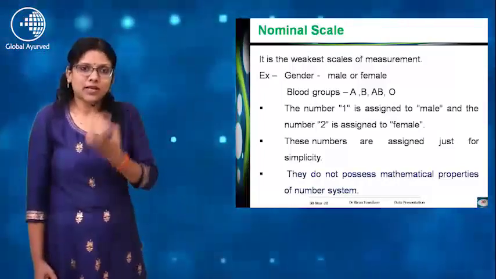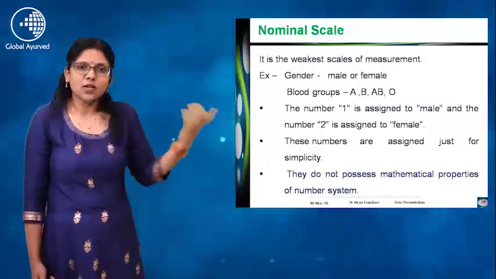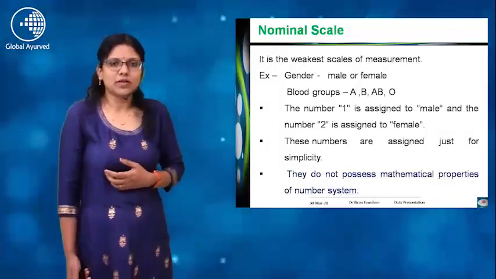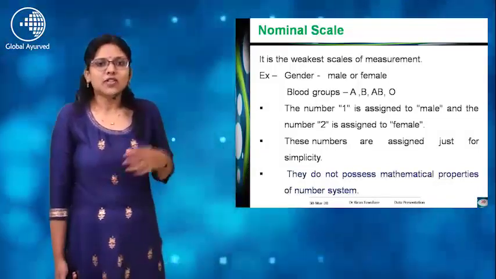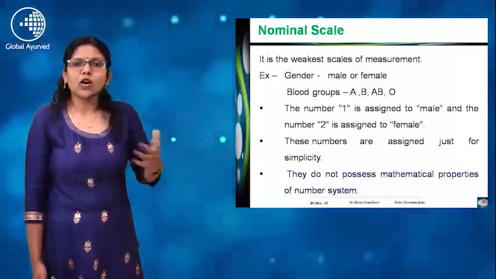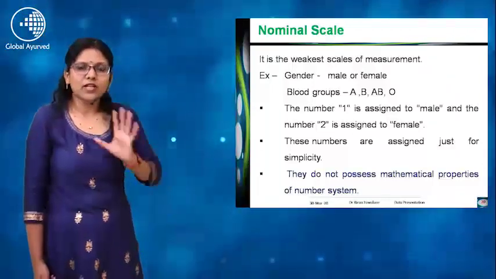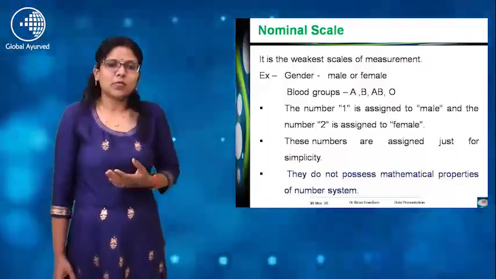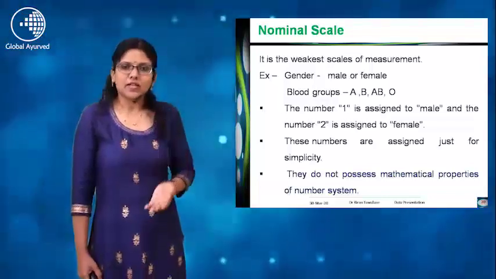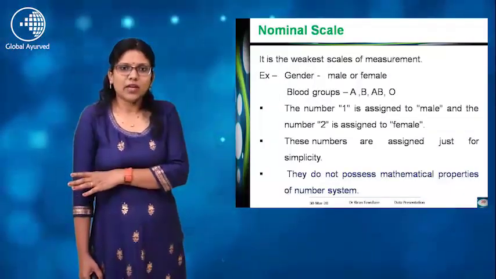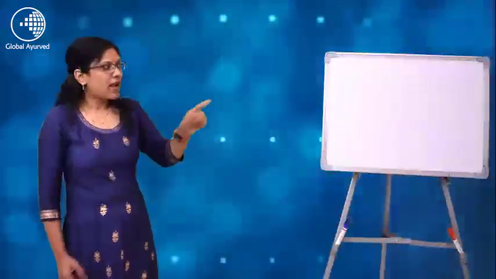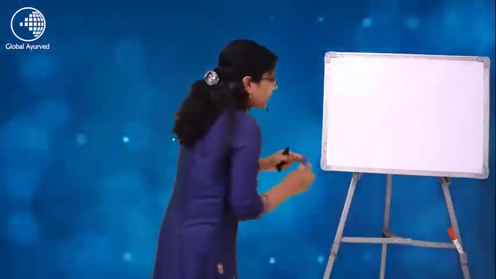If such a type of data is available to us, we can use the nominal scale to measure such a type of data. These numbers are assigned just for the simplicity. They do not possess any mathematical properties of number system. Which are the mathematical properties? Addition, subtraction, multiplication, division.